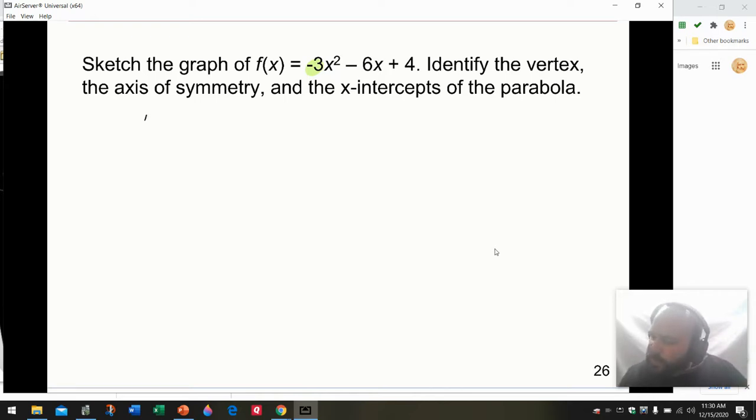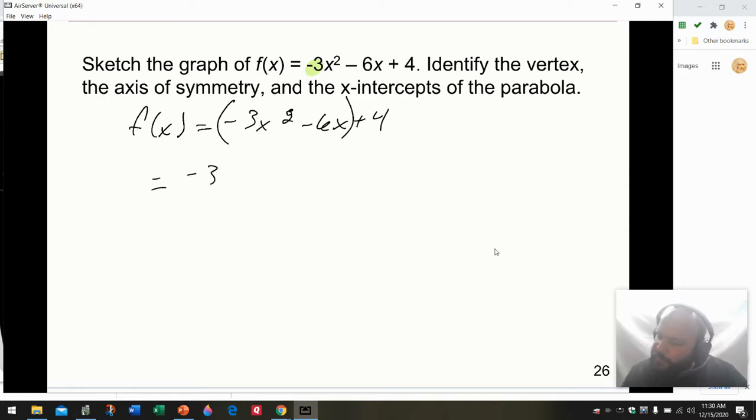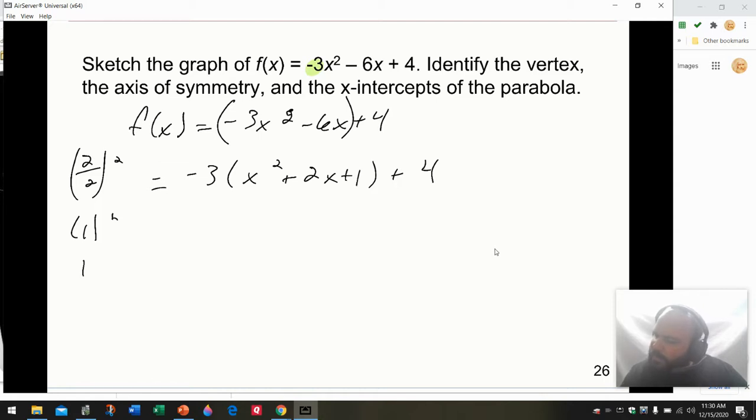So I will take f of x equals -3x squared minus 6x plus 4. I'm going to group the x terms together. We're going to pull out that -3. Leave a space. Now I'm going to complete the square. So it's 2 over 2, which is 1 squared, which is 1. So I'm going to write +1 there. And then I'm going to write +3 on the outside.